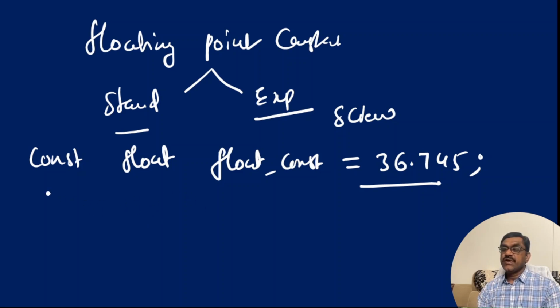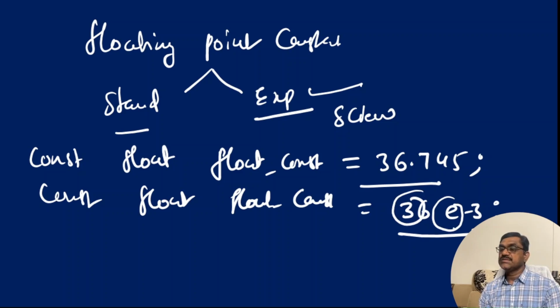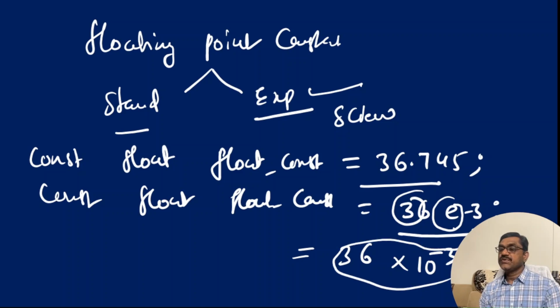In another case, if I write const float underscore const is equals to 36e-3, in this case it is called exponential notation, or we call it scientific notation. So here we have small e. Before small e, we have 36. After small e, we have minus 3. Whatever we have after e is called the exponent. The value 36e-3 is represented as 36 into 10 to the power of minus 3. This type of notation is called exponential notation, and these constants come under floating point constants.